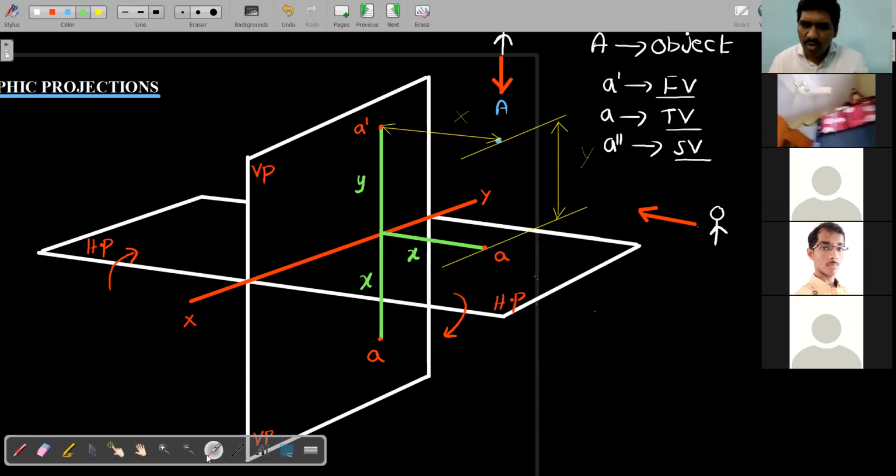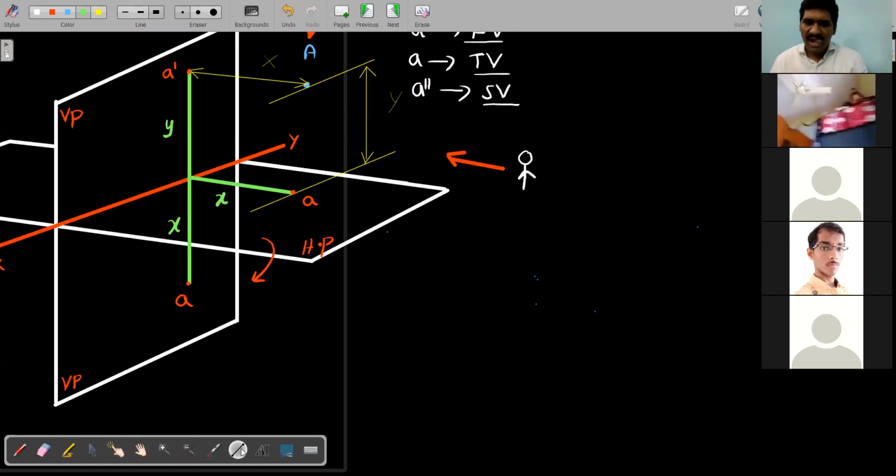Now just see, I am going to draw the projections here clearly. The first thing is what? Just observe here. We have to draw the front view, top view, and XY line.